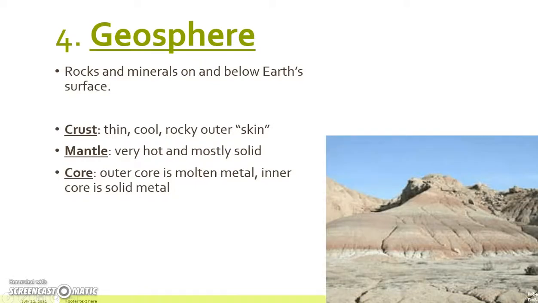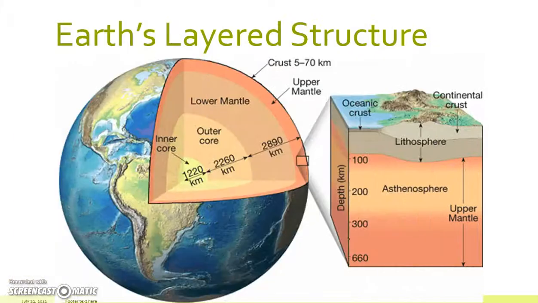Okay? So let's take a little bit closer look at the geosphere. So here's our structure. We have the inner core, which I just said is that solid. The outer core, which is a liquid. Then we have the mantle, which is split into lower and upper. And then we have the crust. So your inner core is about 1,200 kilometers. Your outer core is about 2,200. Your lower and upper mantle together make up about 2,800 kilometers. And then the crust, which is the smallest, between 5 and 70 kilometers, depending on where you're at on the Earth.